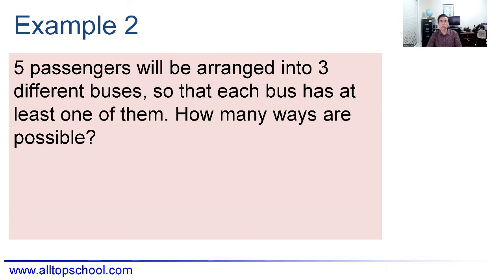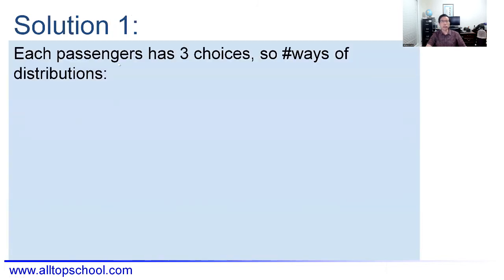This will be part of the question in the previous example. So I'm still using 2 different ways to show how many ways are possible to distribute the 5 passengers into 3 different buses. Okay, so let's see solution 1. Still using the distribution that way, each passenger has 3 choices. So the number of ways of distribution will be 3 to the 5th power, 243.